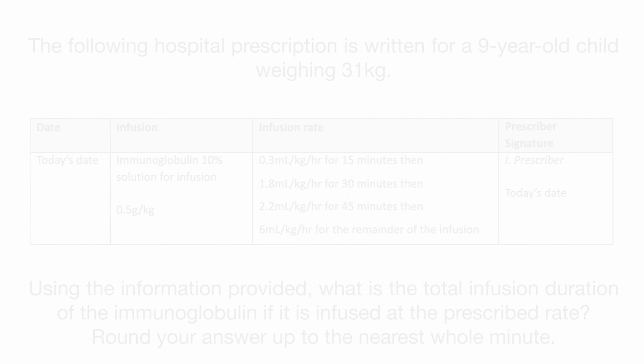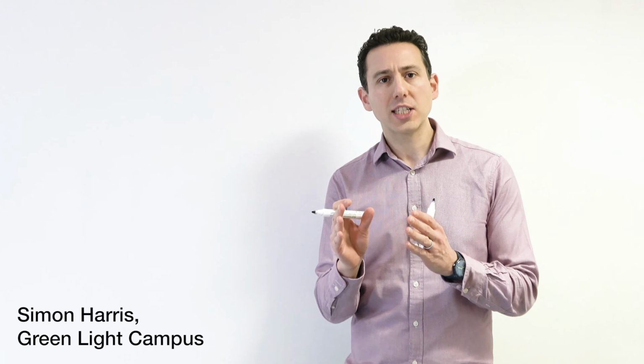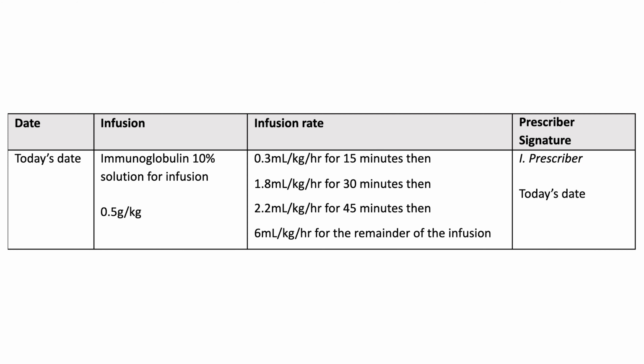So here we have a hospital prescription for a 9-year-old child weighing 31 kilograms. First of all, let's look at this chart. So what information do we have here? Of course, we've got the date, and we're told the product we're going to use is an immunoglobulin, which is 10% or 10 grams in 100 ml, and that's a solution that we're going to infuse for this patient. The dose which we have to give is 0.5 grams for every kilogram of the patient's weight.